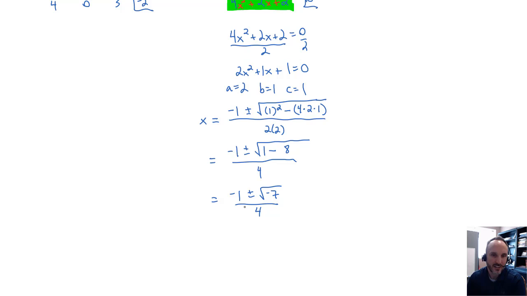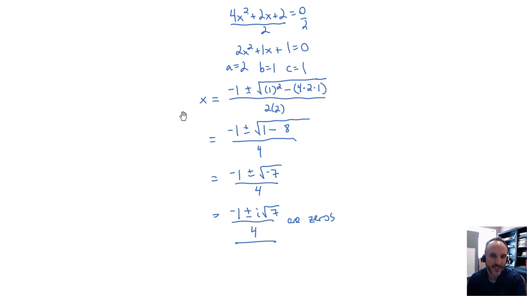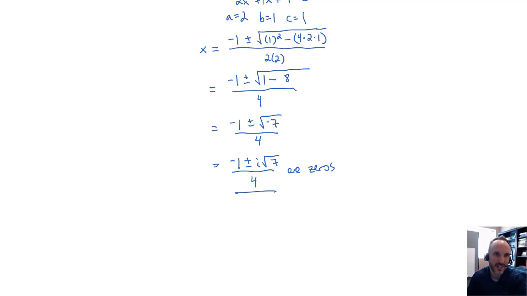And last but not least, we need to take the negative out of the square root because this is an imaginary number and turn it into an i. Make sure you put the i right in front of the square root, not in front of the plus or minus, all over 4. And so these are also zeros, okay? So we got negative 1/2 as a 0, and we got 2 more zeros here.